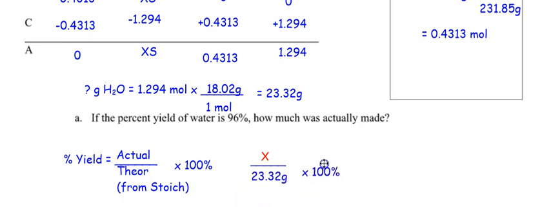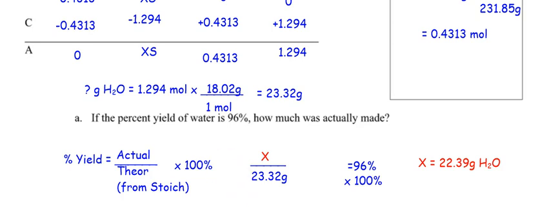23.32. All right, and then if I have a times 100, I get, wrong one. Hang on. I have 96%. So I need to solve for X now. The first thing I did is I divided both sides by 100%. So it's 96% divided by 100% is 0.96. So then 23.32 times 0.96 is 22.39 grams of water.